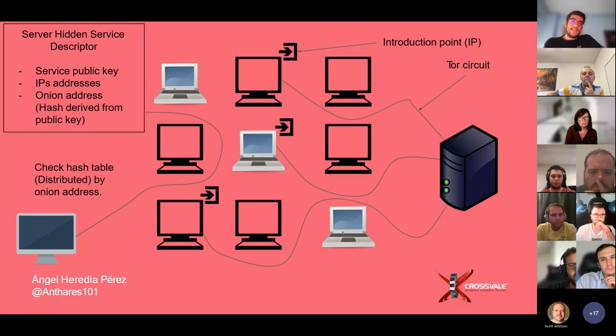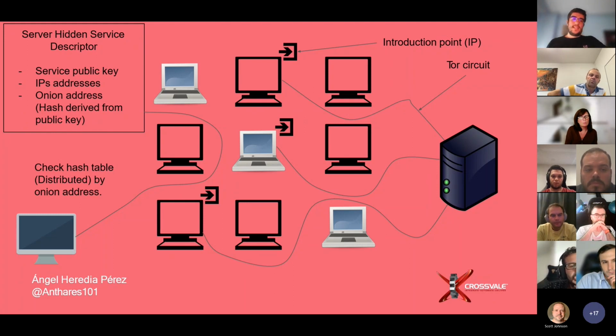Imagine now that we want to host the Crossvale website in the Tor network. So we install all the necessary stuff in the server and set up a hidden service following the Tor documentation. In this case, a web page. When the hidden service is created, it will generate a pair of keys, a public and a private key. And also it will select 3 random nodes in the Tor network that will now be introduction points to our service. Lastly, it will create an onion address that is basically a hash derived from the public key. Okay, it's like a code.